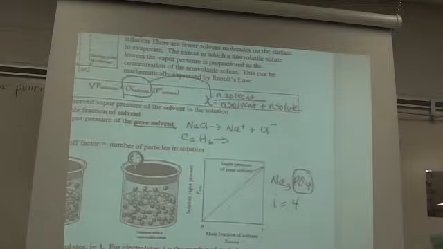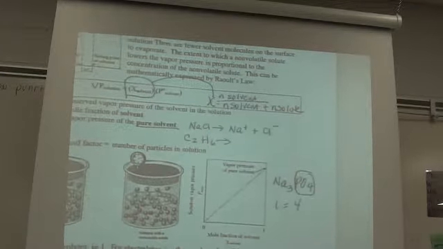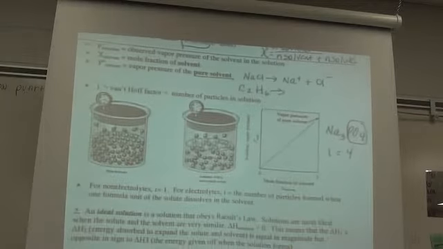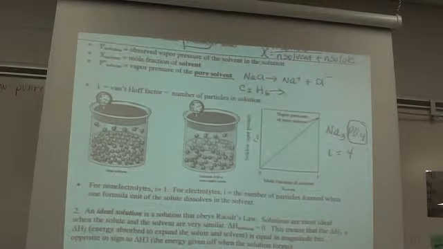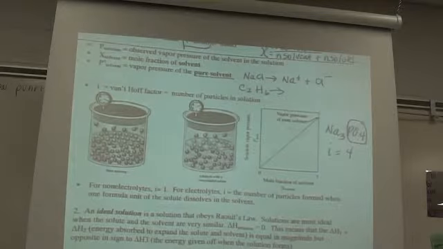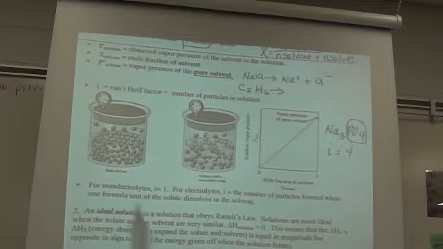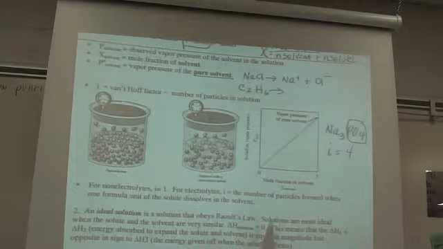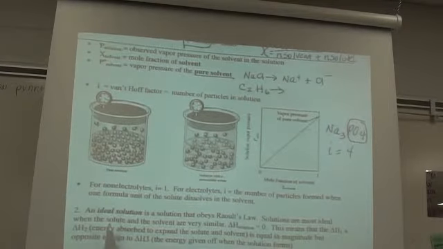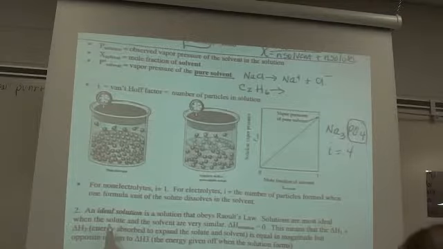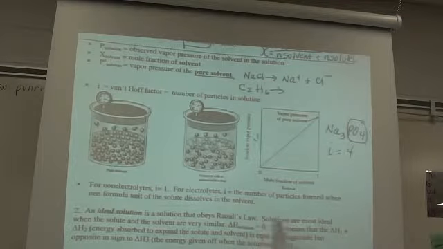An ideal solution is just like an ideal gas. What is an ideal gas? Standard temperature and pressure. Does it exist? No. Neither does this. For this, you can approximate ideal conditions when the solute and the solvent are very similar, and that is when delta H of solution is equal to 0.